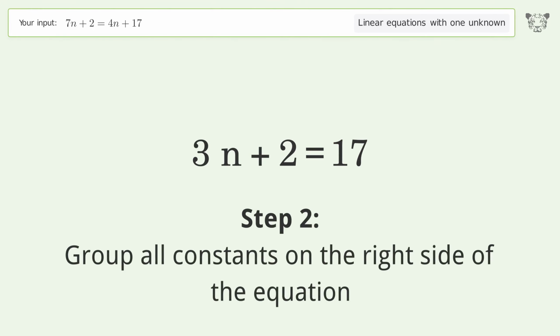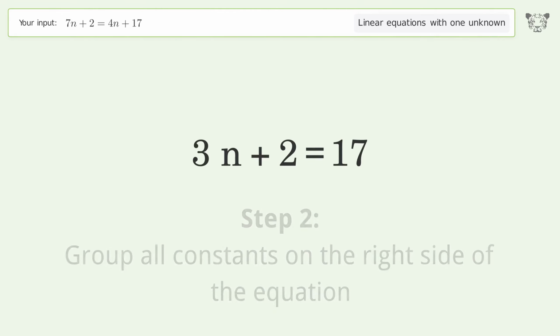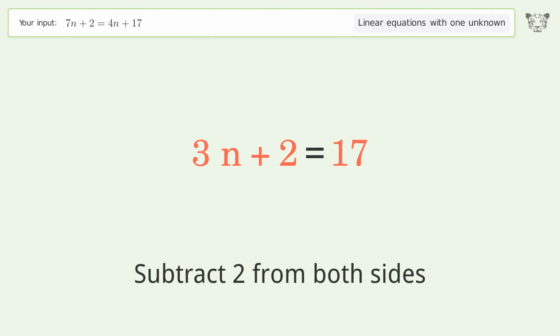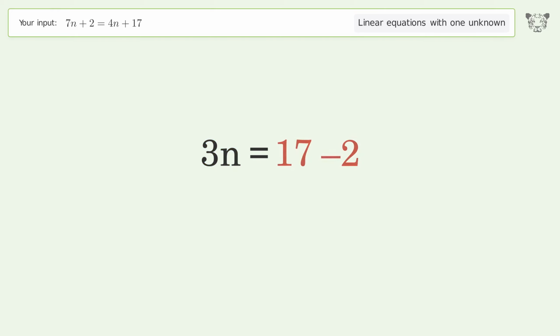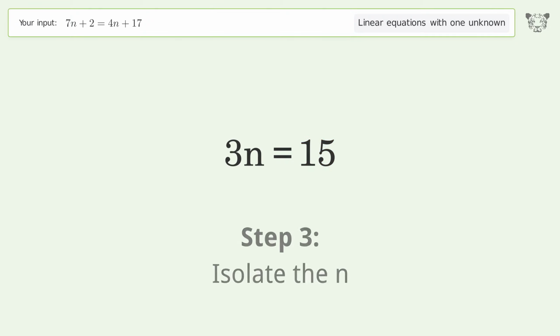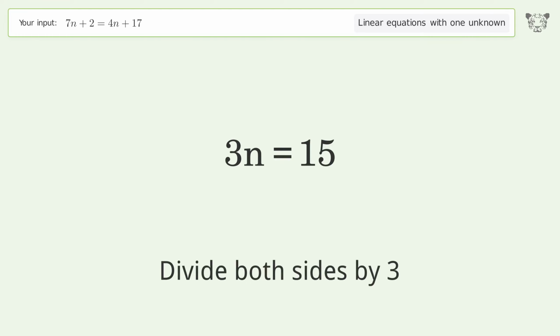Group all constants on the right side of the equation. Subtract 2 from both sides. Simplify the arithmetic. Isolate the n. Divide both sides by 3.